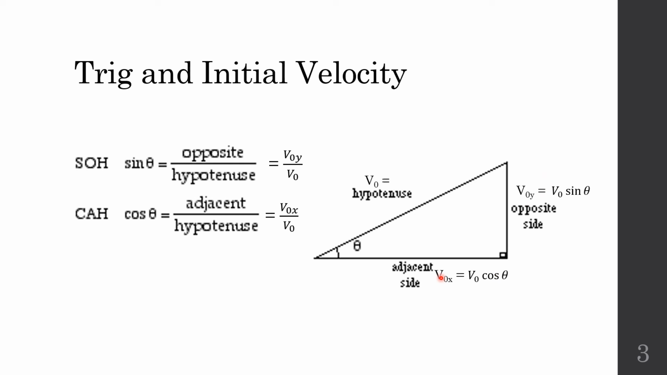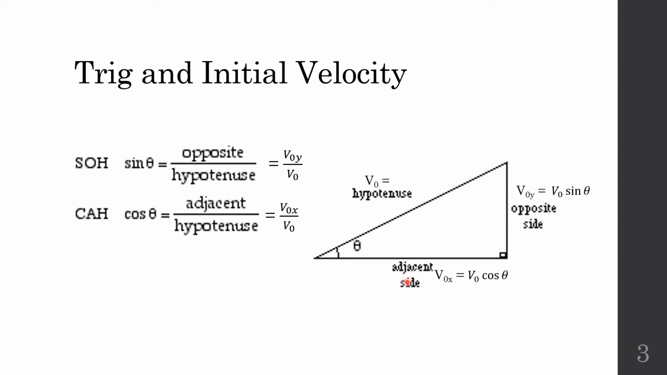In order to do that, you need to know that the VOY is synonymous with the opposite side of a right triangle that's produced where the hypotenuse is VO, okay? And then VOX is your adjacent side, okay?